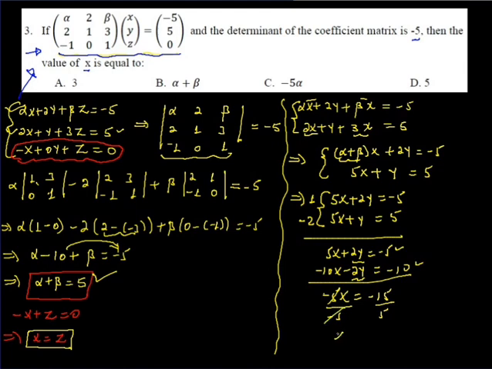X becomes negative 15 over negative 5, which is x equals positive 3. So this is the required value of x. So our answer will be A.